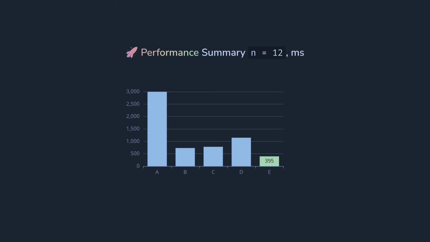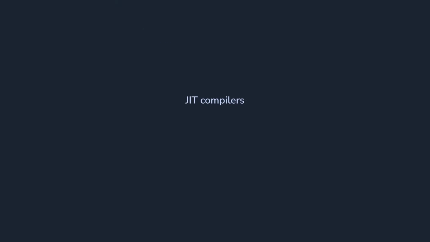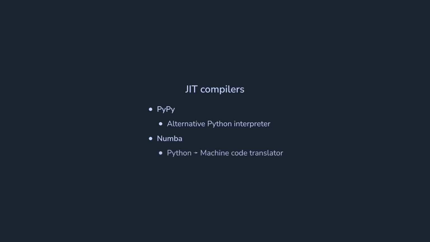Blazingly fast. But before we do that, I would like to mention one good solution for Python when we are facing CPU-bound tasks like this, and for some reason we can't optimize our code any further. JIT compilers. One of the most popular JIT compilers for Python is PyPy, which is actually an alternative Python interpreter. Another one is Numba, which can be used as a decorator for your functions, and it will compile a subset of Python code to machine code. Both have their own limitations, but they are worth checking out.